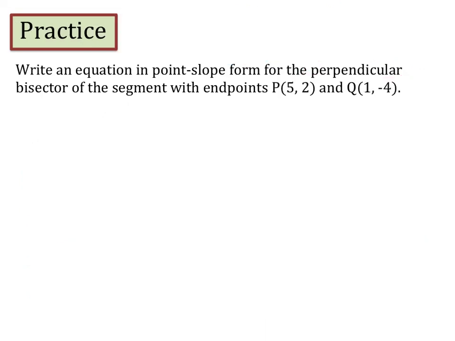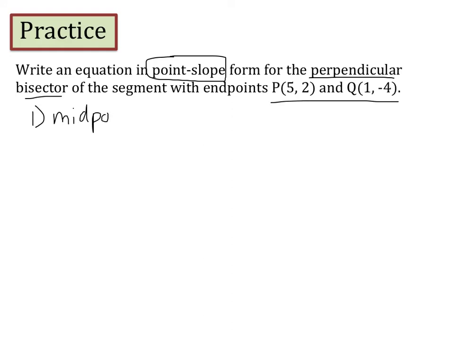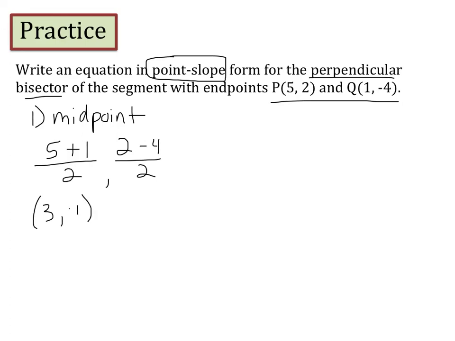Alright, let's practice one more. So here we're doing the same thing. We're writing this in point-slope form, and we're writing a perpendicular bisector of this segment. So first thing I want to do is find the midpoint. I take both of my x values, so 5 plus 1 divided by 2, and both of my y values, 2 minus 4, and divide them by 2. So I have 6 over 2, which is 3. And I have negative 2 over 2, which is negative 1. So that's my midpoint.